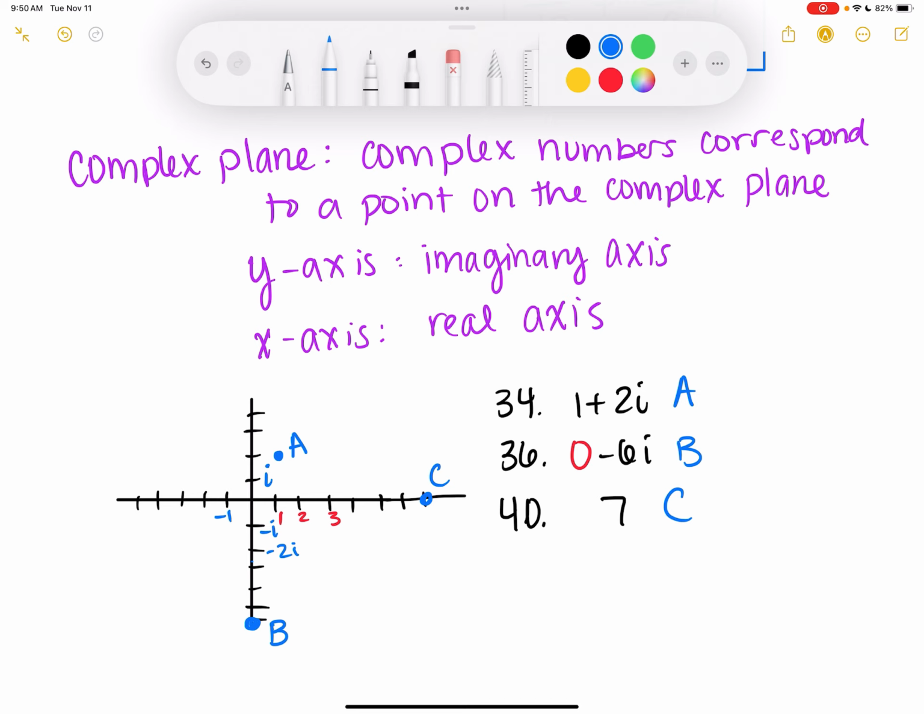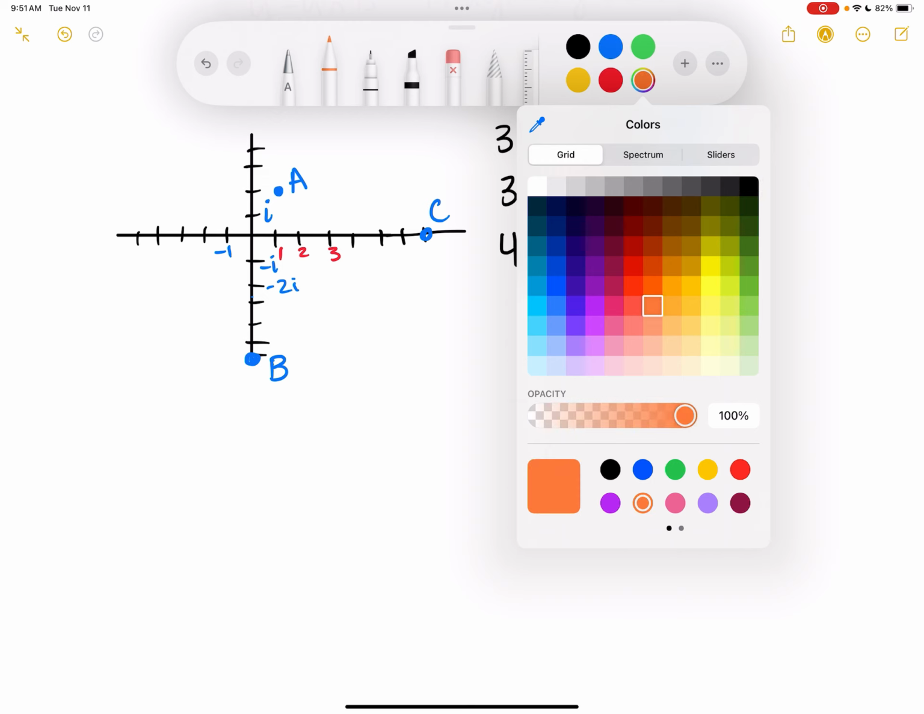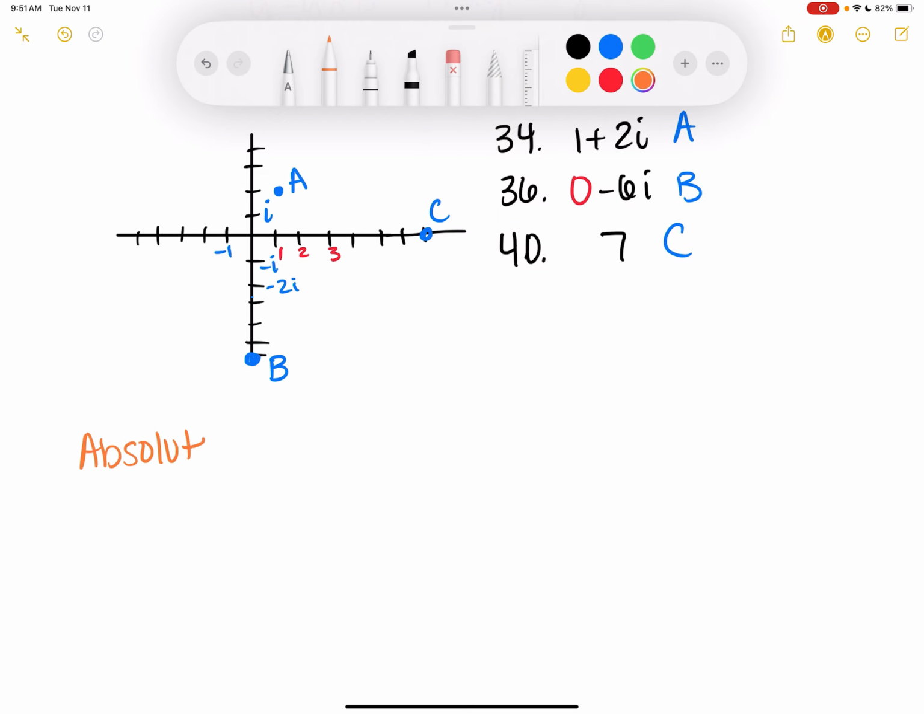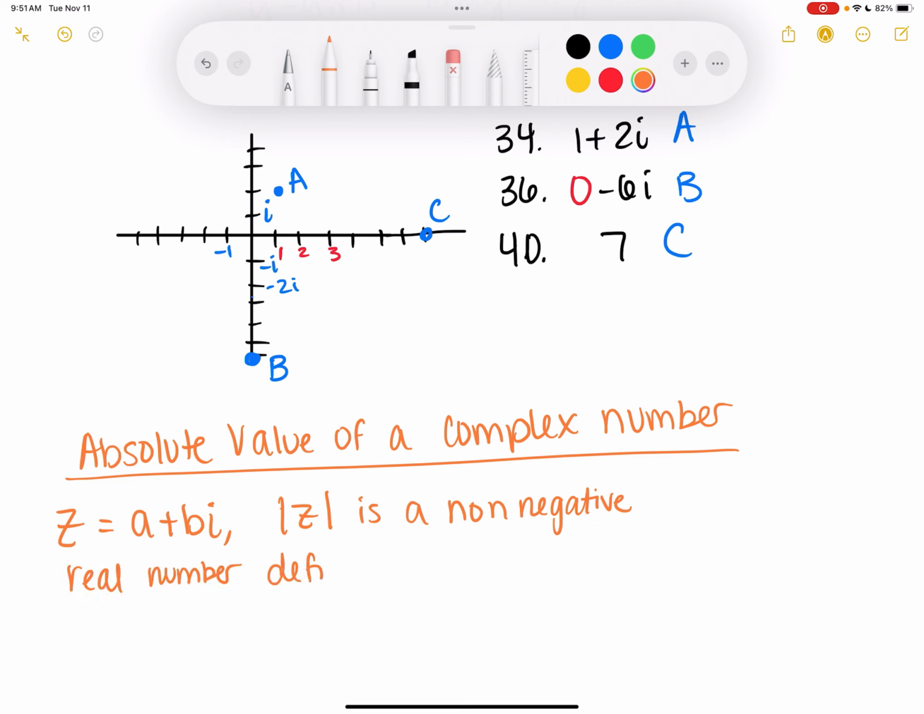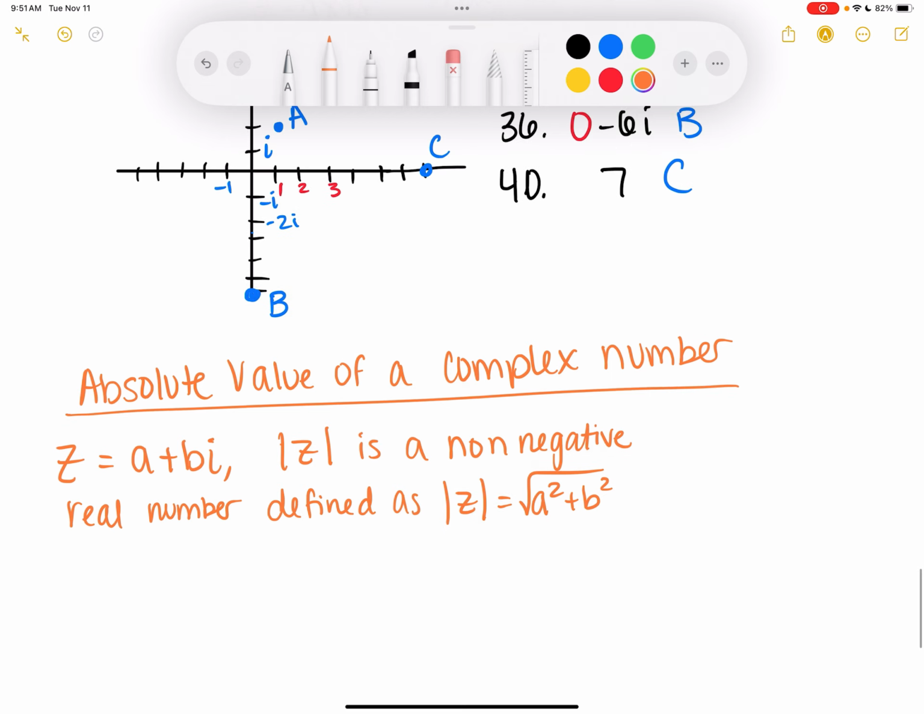All right, we got one more notes thing because I highly doubt this was in your notes either. The absolute value of a complex number. Z equals a plus bi, where the absolute value of Z is a non-negative real number, so that means it could be 0. It's defined as the absolute value of Z is equal to the square root of a squared plus b squared. This is the distance between Z and the origin in the complex plane.